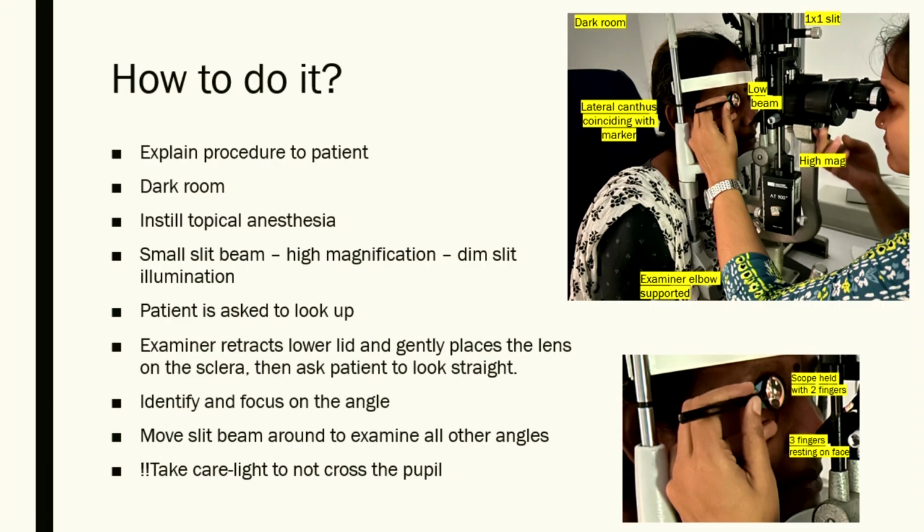So now coming to the procedure, there are some prerequisites: you should have a dark room. The patient should be comfortably seated with his or her chin and forehead rested. The examiner also should be comfortably seated with his or her elbow supported. The slit lamp settings should be a very narrow and small slit, low beam, high magnification. You must explain the procedure to the patient and instill 1 drop of topical anesthesia. To place the lens, you ask the patient to look slightly up, you retract the lower lid gently, and you place the lens on the eye, and then you ask the patient to look straight. You should hold the scope with 2 fingers, and the remaining fingers must take support from the face.